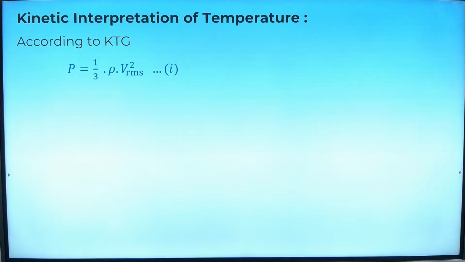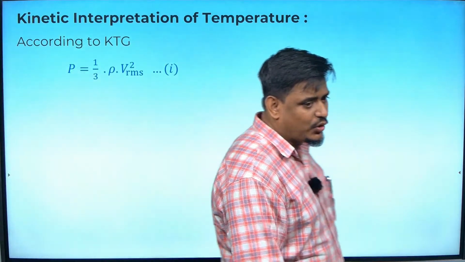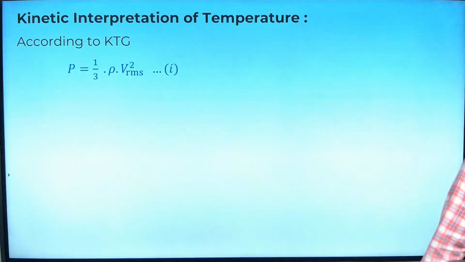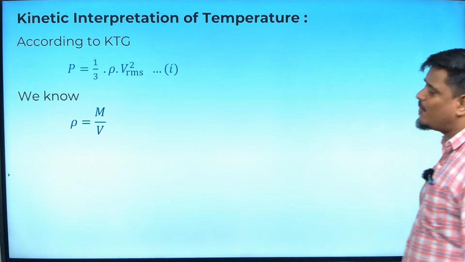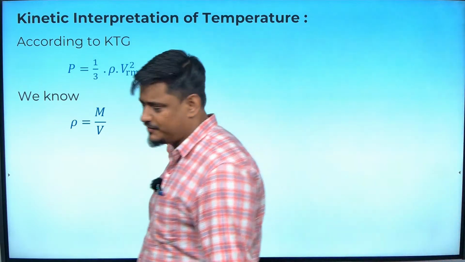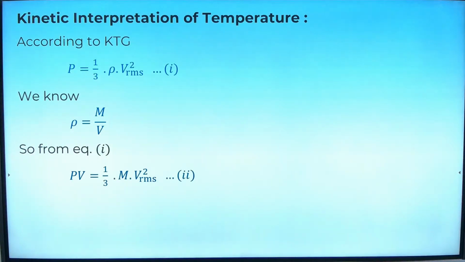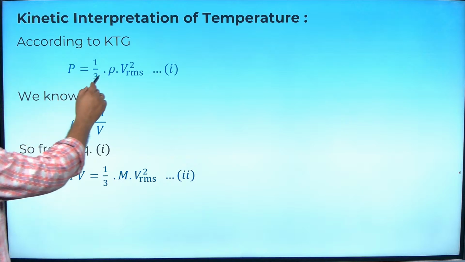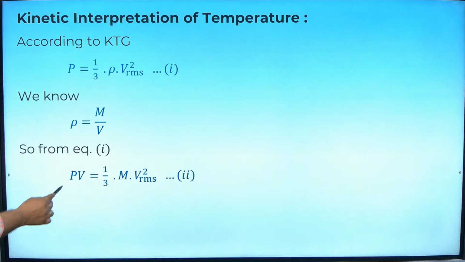Just now we have derived that the pressure exerted by the gas is 1 by 3 times rho into V RMS square. And we also know that density is equal to mass by volume. So I can write density is equal to mass by volume, and volume I will send that side. I will write PV is equal to 1 by 3 m V RMS square. Can I write like this?